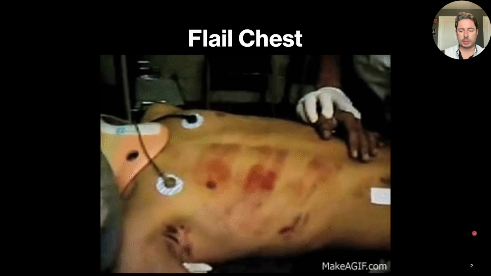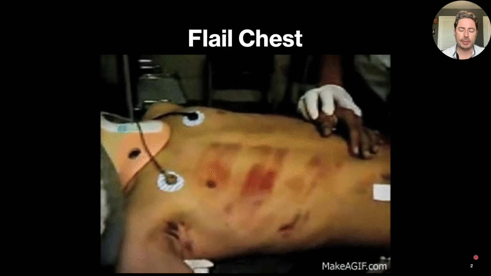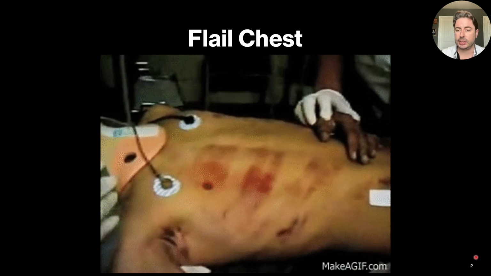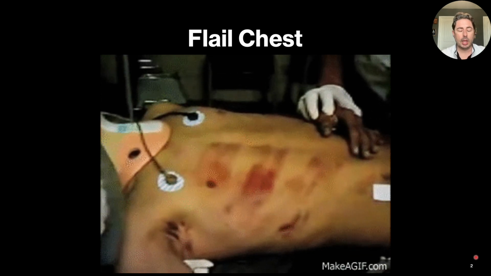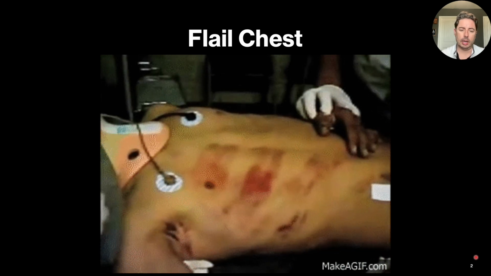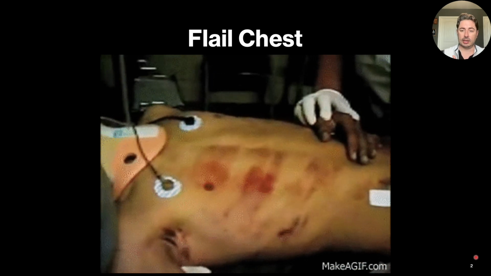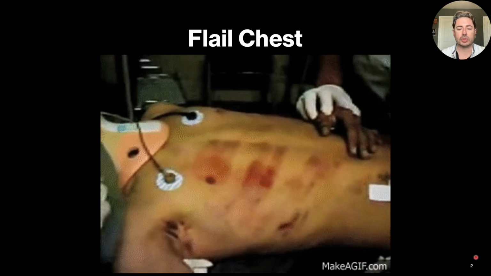So the first one we're going to start out with is flail chest. And flail chest, this typically happens from a crush injury. It can happen from an industrial accident or a motor vehicle accident. Sometimes this could be from even an impact of some sort.